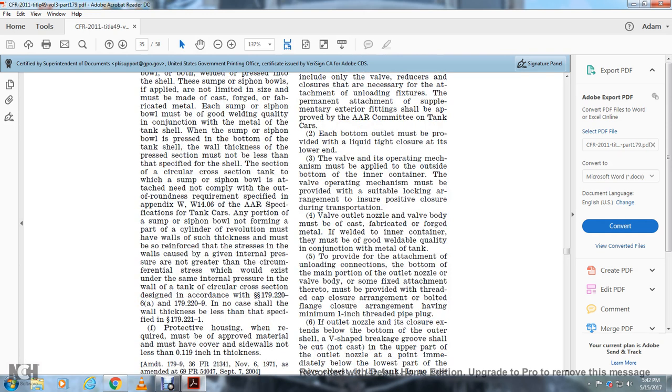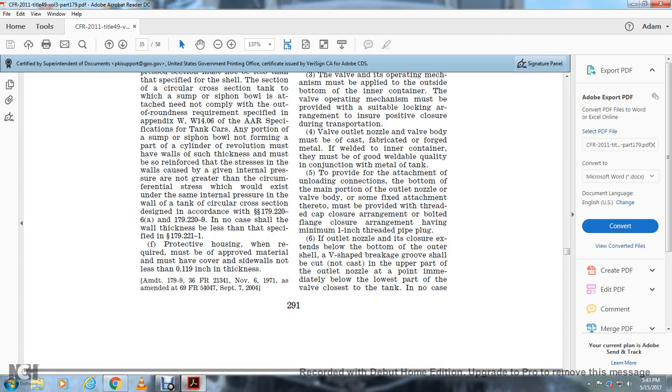Second, each bottom outlet must be provided with a liquid tight closure at the lower end of the valve. Third, the operating mechanism must be applied from the outside of the bottom of the inner container with the valve, and must be provided with a suitable locking arrangement to ensure positive closure during transportation. Fourth, the valve outlet and nozzle valve body must be cast, fabricated, or forged metal welded to the inner container, but they must be of good weldable quality in conjunction with the metal of the tank, provided with the attachment for the unloading connection at the bottom of the main portion of the outlet nozzle valve body.